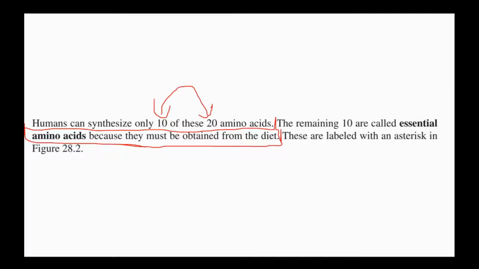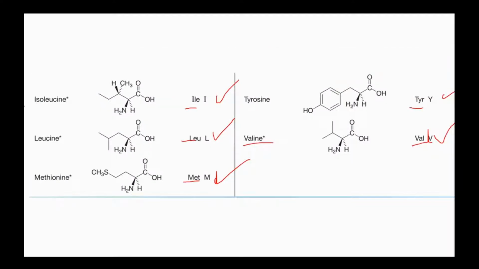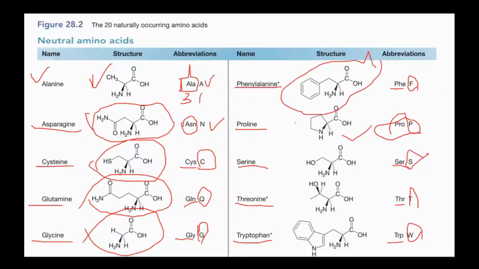They are labeled with an asterisk in figure 28.2. So these ones with a star are essential amino acids. This is essential, this is essential, this one is essential. Valine is an essential amino acid. Phenylalanine is an essential amino acid. Threonine is an essential amino acid. Tryptophan is an essential amino acid.